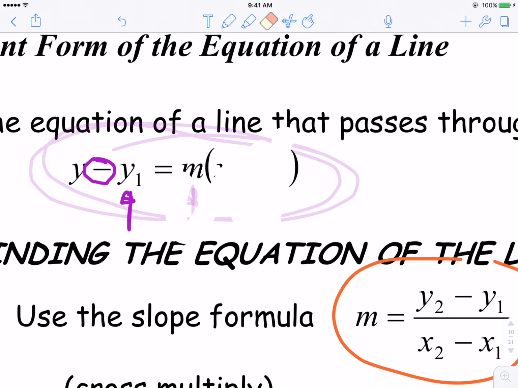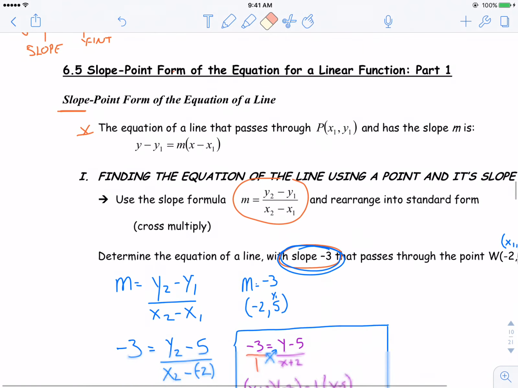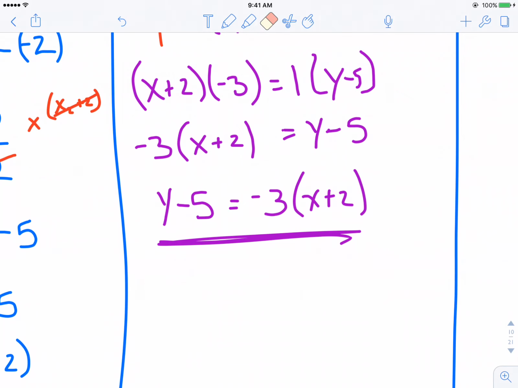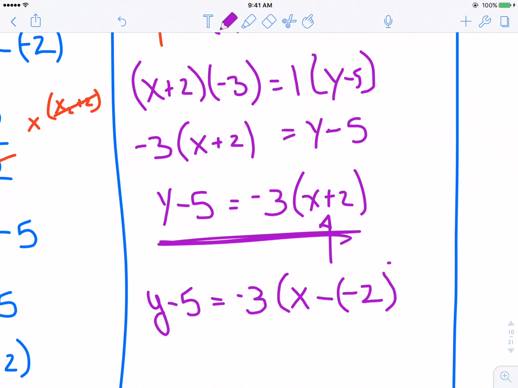If I wanted to check this back here, because this is a plus, I may want to rearrange that and have it look like this. Just change that 2 to a minus 2, and now I have a minus, because a minus times a minus is a plus. This will simplify back to this. So I haven't changed anything. I've just rearranged a little bit of stuff.